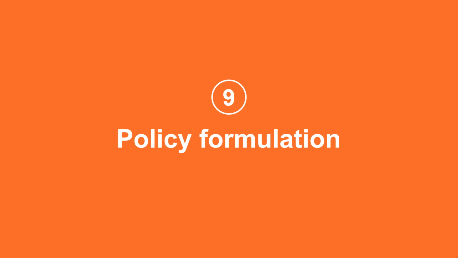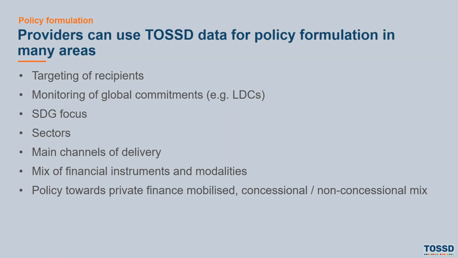This section is about policy formulation. Regarding policy formulation, we see that providers can use TOSD data for policy formulation in many areas. For example, in analyzing which are the recipients, and so better targeting, in monitoring the global commitments, for example, towards the least developed countries, in monitoring the SDG focus of their partners and sectors, but also what are the financial instruments, modalities, channels of delivery, and what is their policy towards private finance mobilized, concessional and non-concessional means.